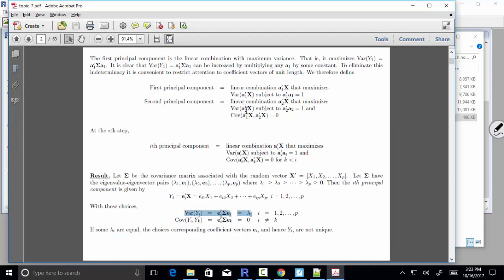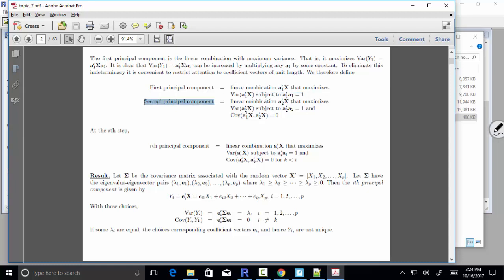So if we look at these slides again, the first principal component is the linear combination A1 transpose X that maximizes the variance. And for tidiness purposes, we're going to impose a constraint that the coefficient A1 has to have length 1. Do the Ei, the eigenvectors of the covariance matrix, what's their length? 1. So that suits us just fine.